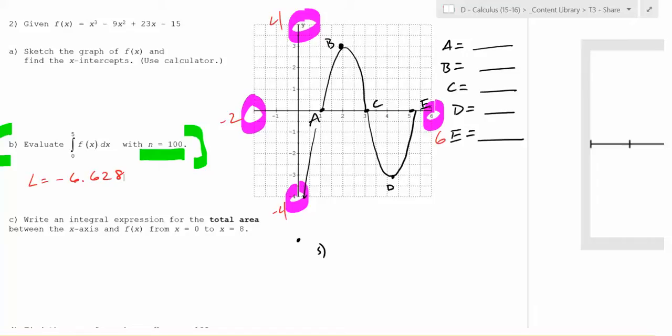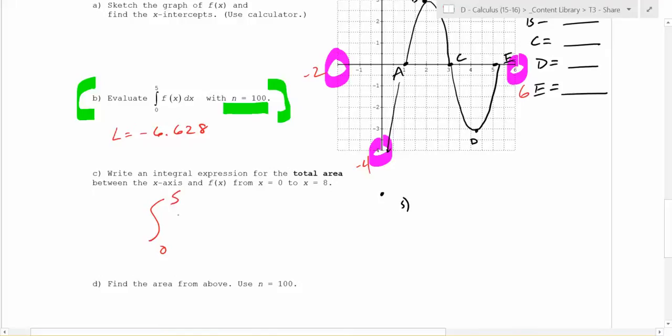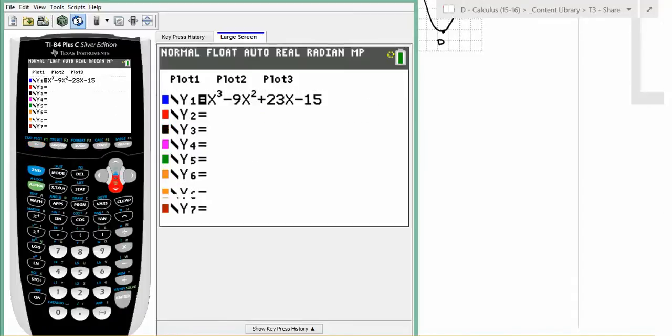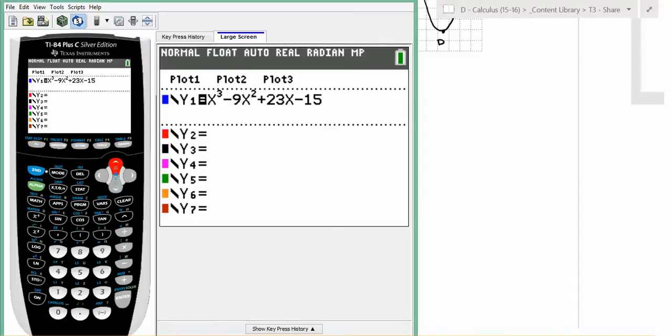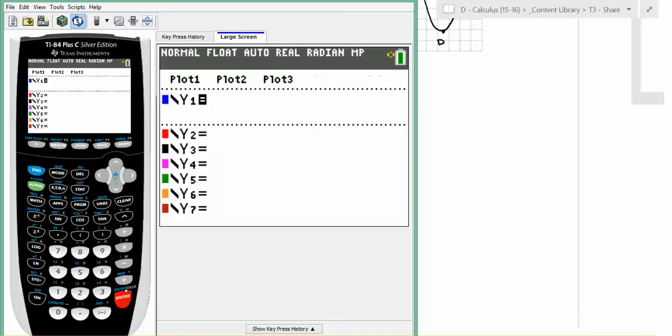Now for the total area, what's the only thing you need to change in the integral expression? You add in the absolute value, so it's going to be the integral from 0 to 5 of the absolute value of f of x dx. If you were going to do that on your calculator, what you can do up here is second insert, and then I think it's math, number, absolute value. See how on mine it gives the 2 bars right there? I need to type it all out again. So it's going to be x to the third minus 9x squared.